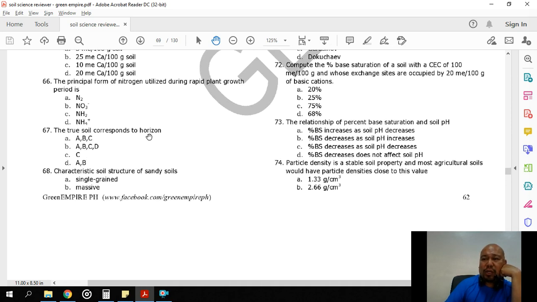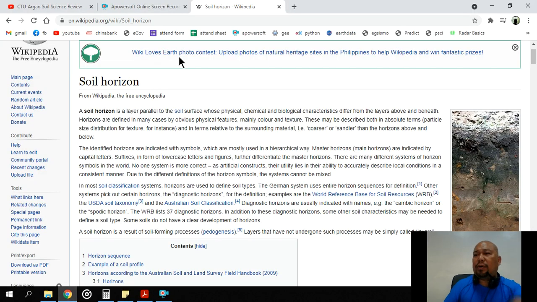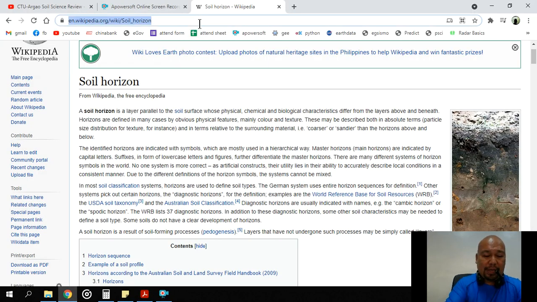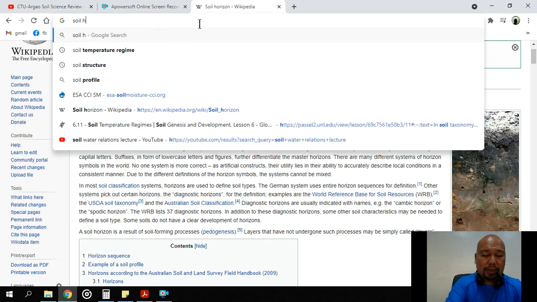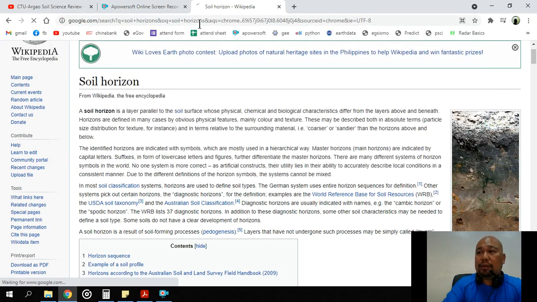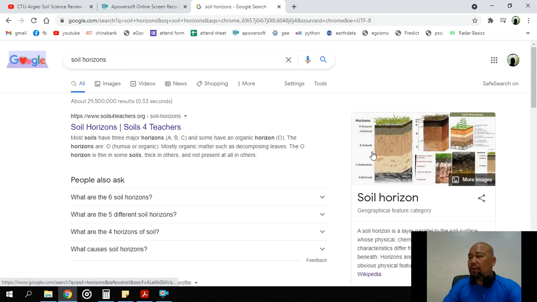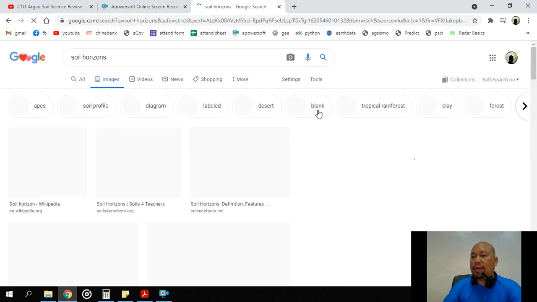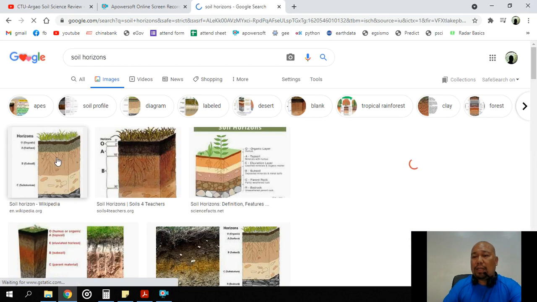The true soil corresponds to horizons. I would say A and B, but let's see soil horizons. Pasensyahin lang ko ninyo, guys. I'm so sorry. Soil horizon. Let's see. What are the different horizons? Oh, let's just find a picture and look at that.